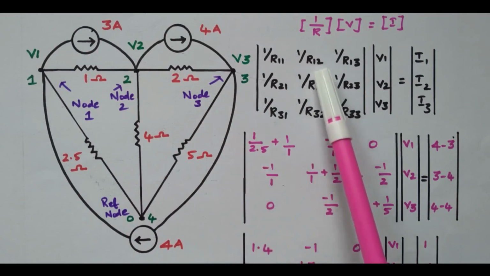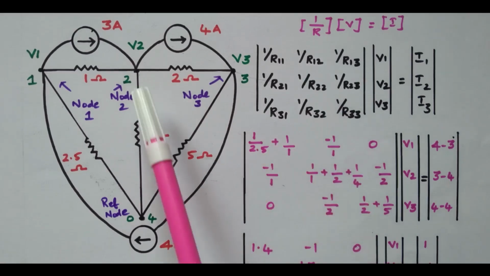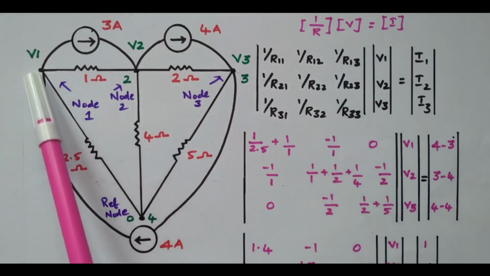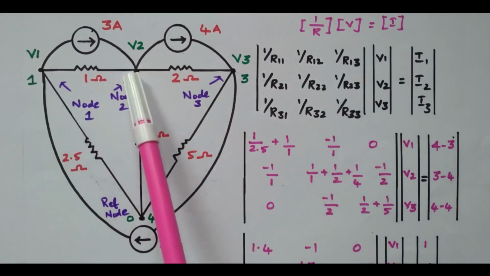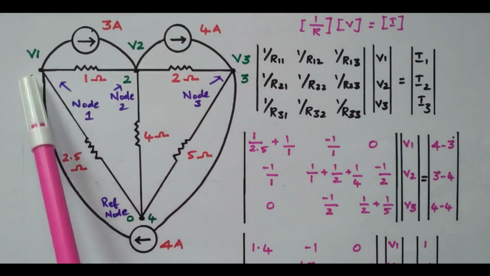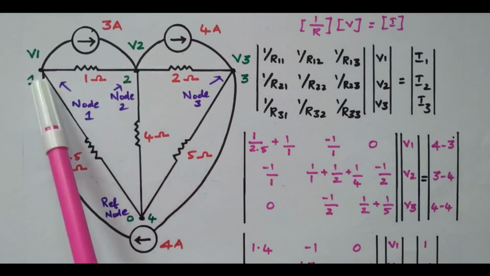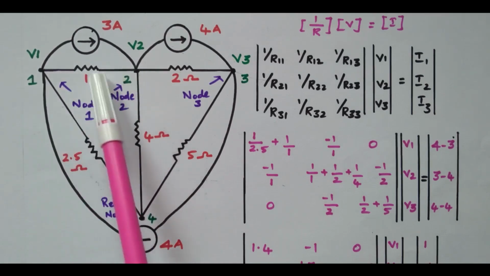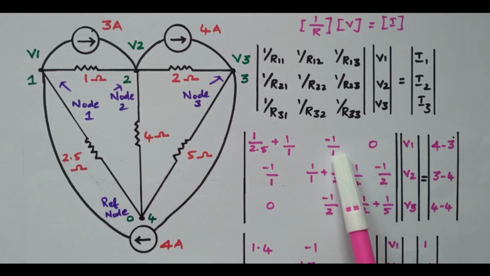What is R12? The resistor connected between node 1 and node 2. See, this is node 1, this is node 2. So this 1 ohm is connected between node 1 and node 2. So this is nothing but R12, so 1 divided by 1. Other than diagonal, other elements we need to put a negative sign. It's a general rule: only diagonals are positive, all other elements are negative.